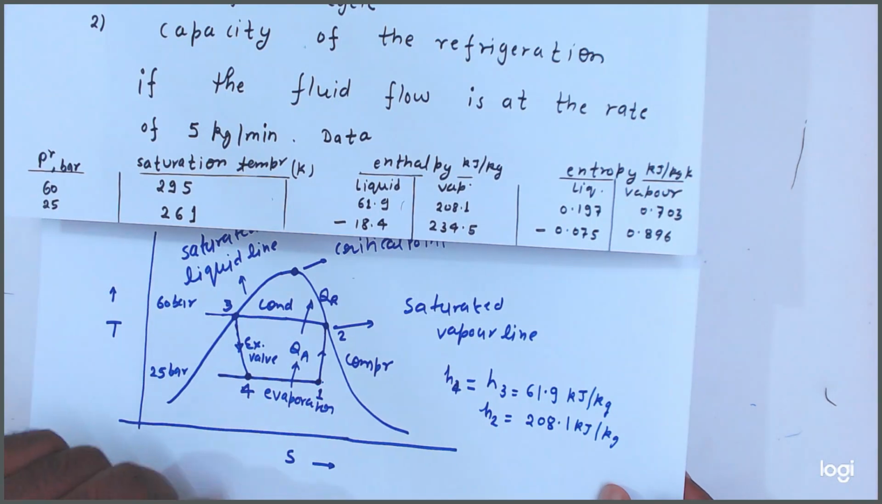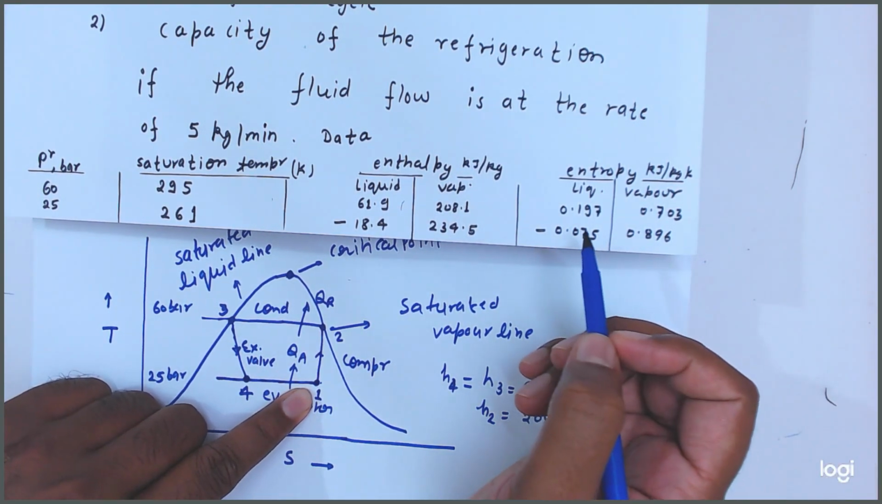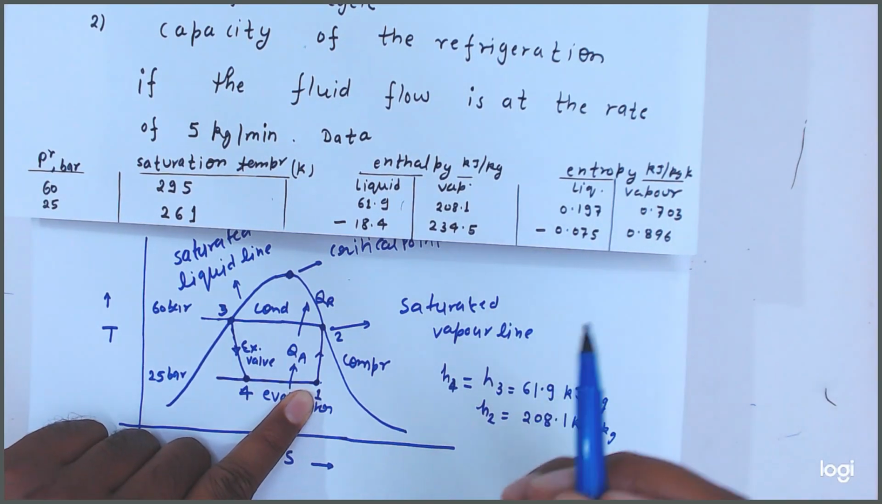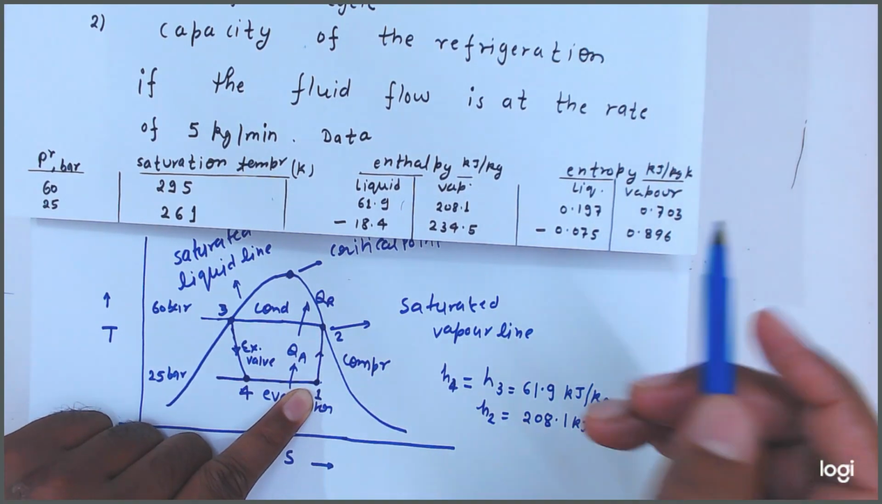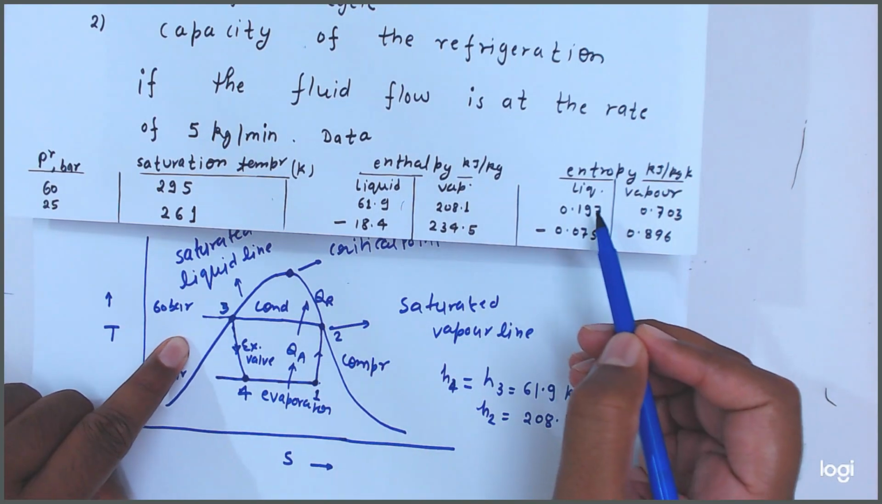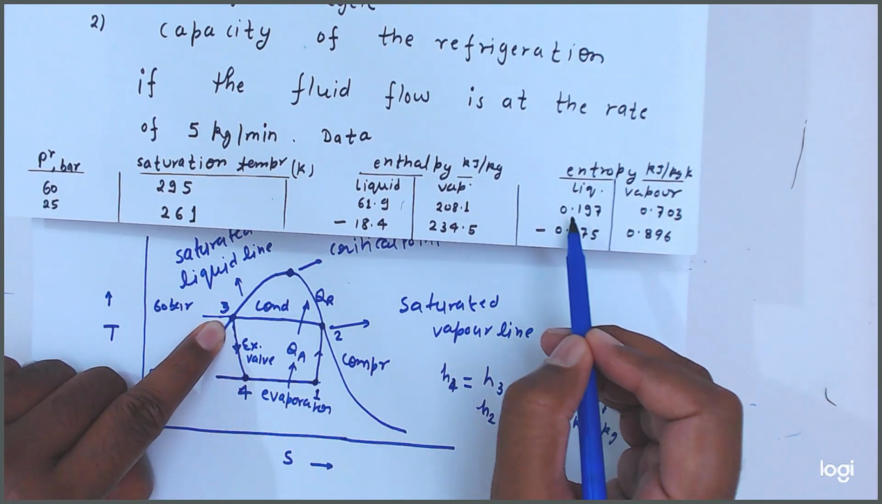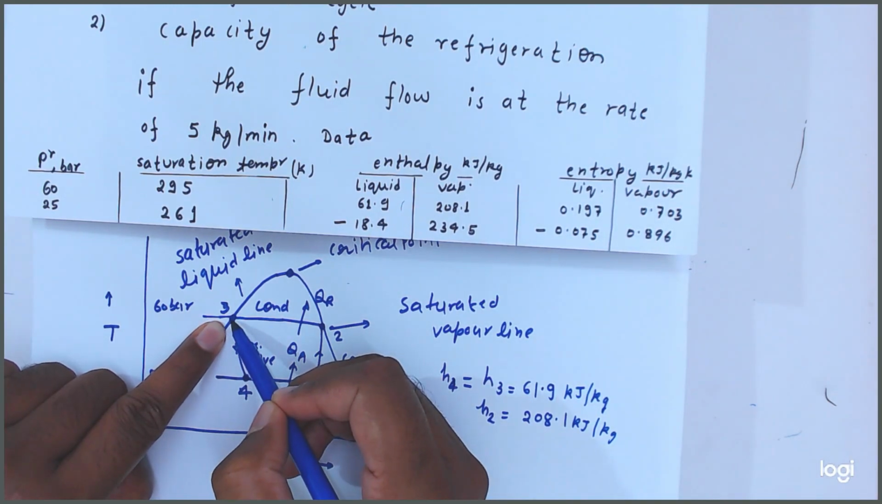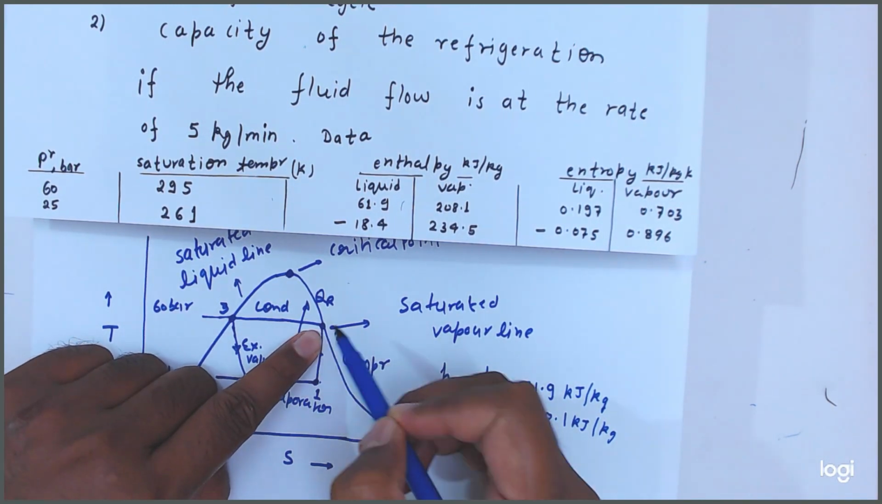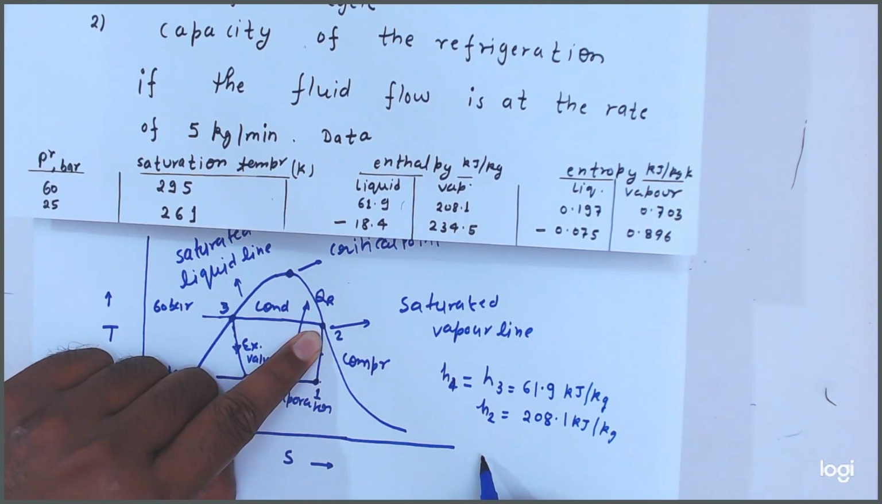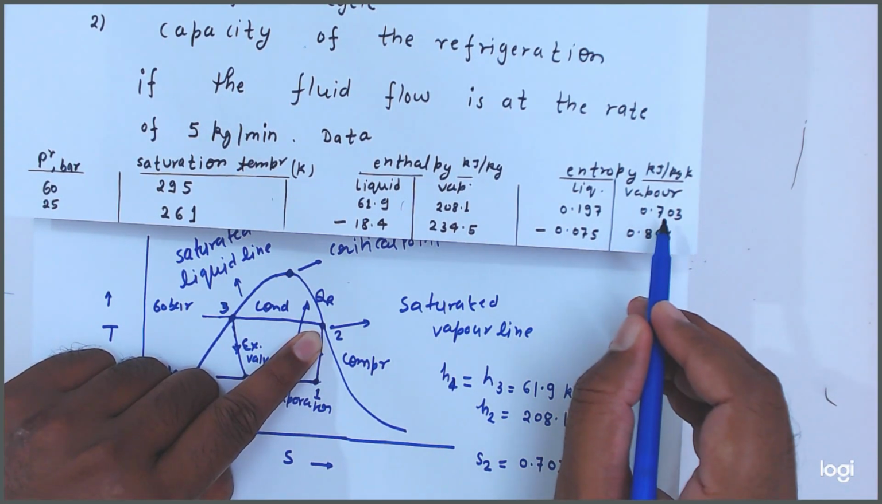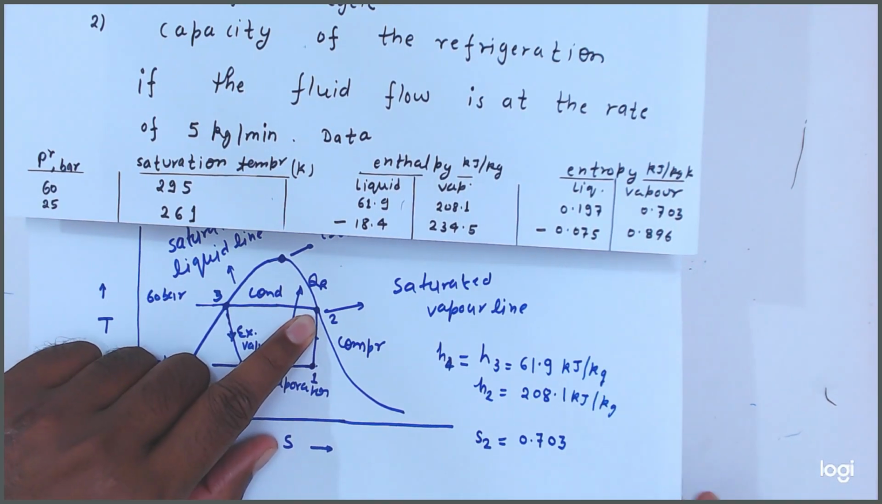Friends, for this entropy and dryness fraction concept will come. Okay, we know that entropy at this point is equal to entropy at this point. Now here you also understand, at 60 bar liquid, entropy at this point has given 0.197. Entropy at this point, saturated vapor line, 0.703. So at point 2 entropy is equal to 0.703, this is the entropy at point 2.